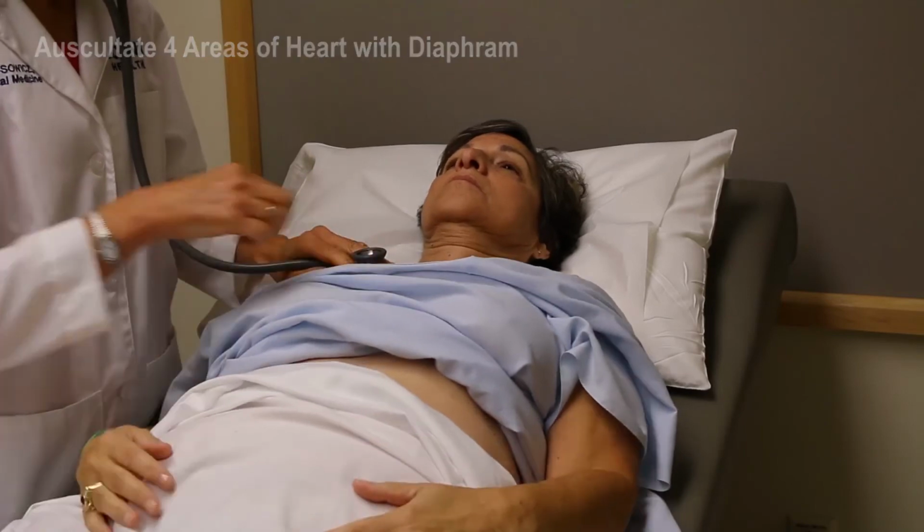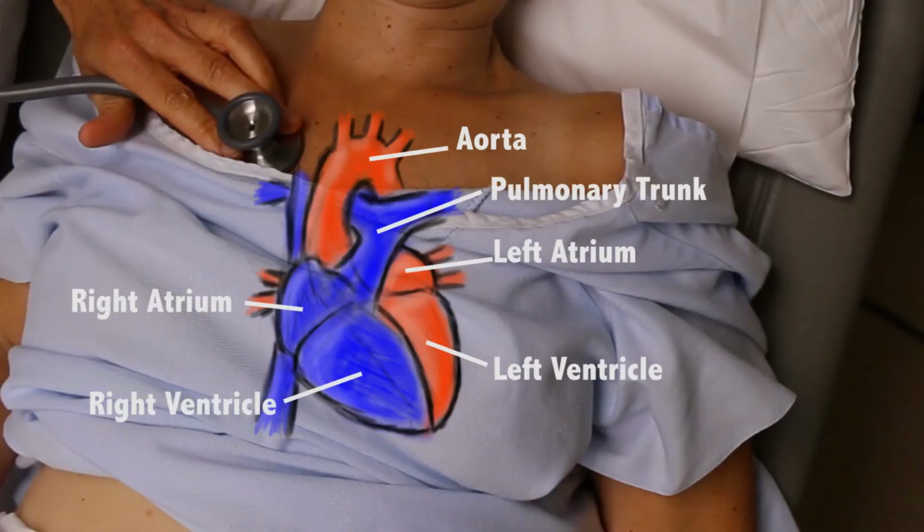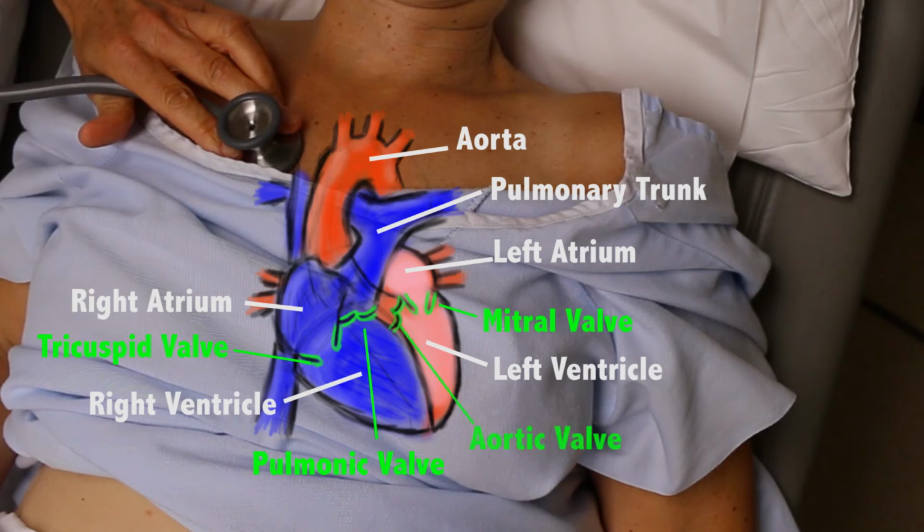You breathe normally. So here's a super simplified anatomy of the heart. When listening to the heart, we are interested in the blood flow from the 4 valves. Blood comes in the right atrium and goes through the tricuspid valve to the right ventricle, and then it goes through the pulmonic valve to the pulmonary trunk. It comes back to the left atrium and goes through the mitral valve to get to the left ventricle. Finally, it goes through the aortic valve and leaves to the aorta.